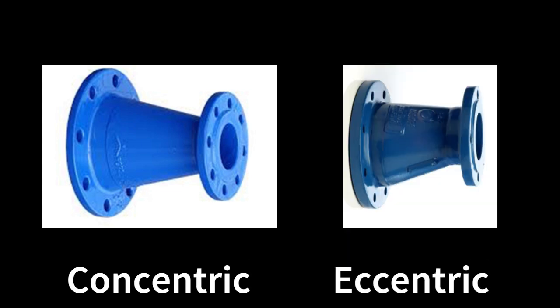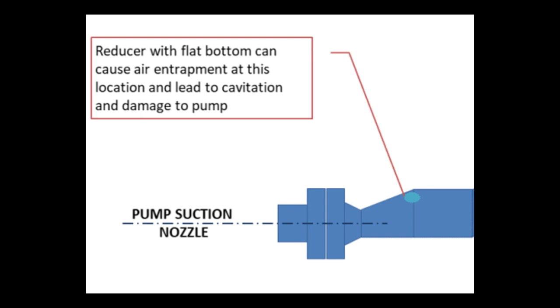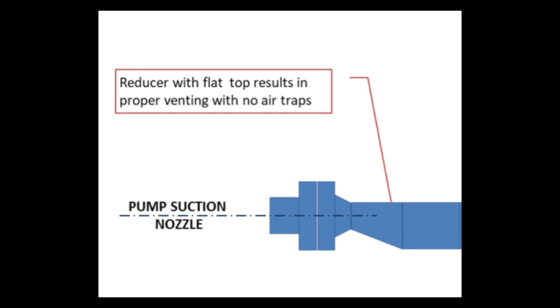The common error normally made by a designer is either to suggest a centric or an eccentric reducer with the bottom flat orientation. This orientation will cause the pipe not to be fully filled, as the air will be trapped on the top of the reducer. The solution to this common error is to use an eccentric reducer but with top flat orientation. This orientation will not allow any air to accumulate at the top of the reducer, as it is flat.